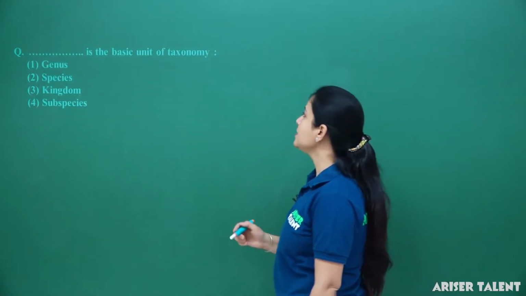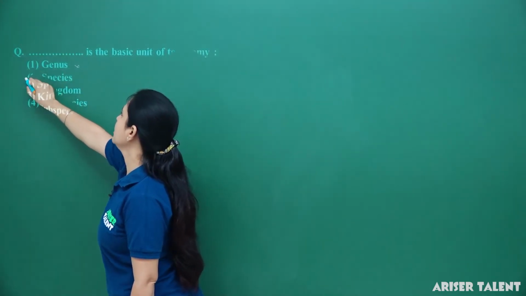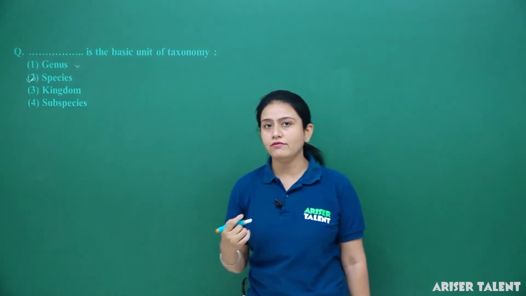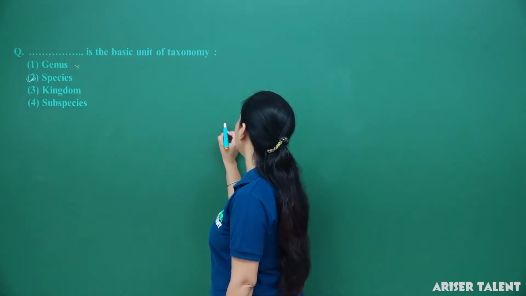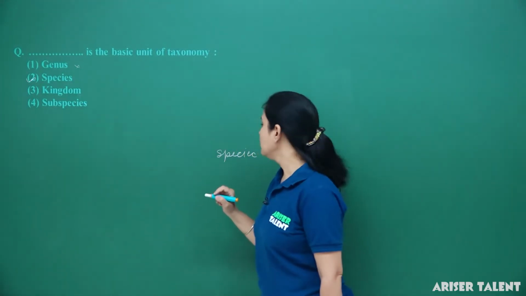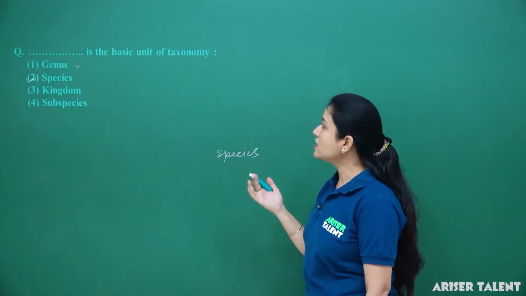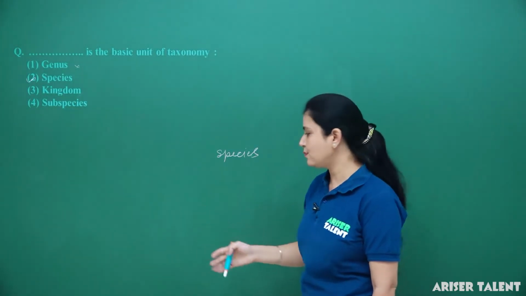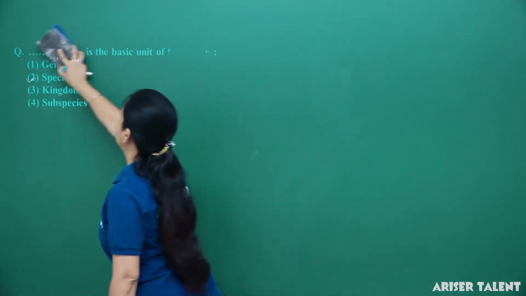Next is, dash is the basic unit of taxonomy. Genus, no. Species, yes. Kingdom, no. Subspecies, no. Why is it so? Because when we have studied the hierarchy of taxonomy, generally we know that species is the lowest form. Okay, it is the lowest form of the hierarchy. So thus we can say it is the basic unit of taxonomy. What is that? That is species. So option 2 is the correct answer.